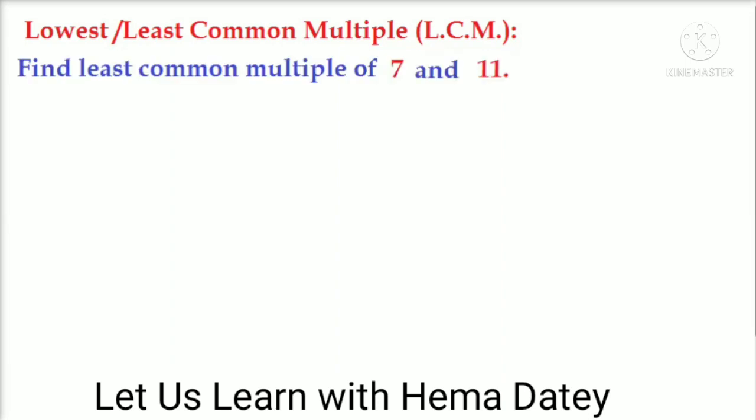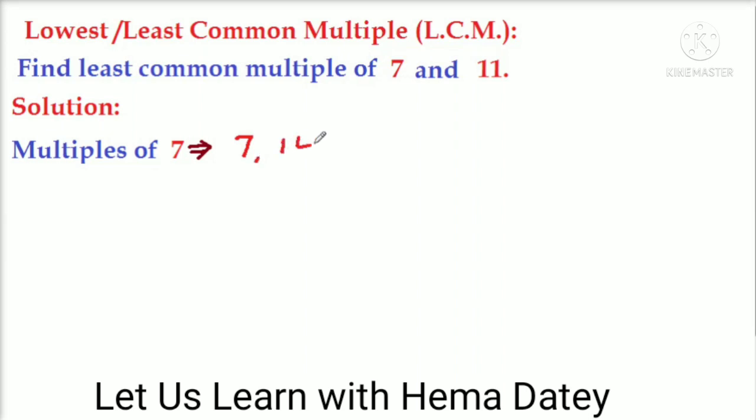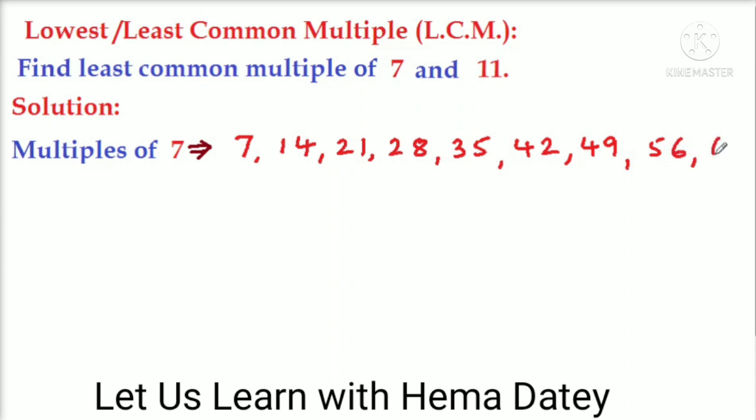Let's find out lowest or least common multiple, LCM. Find the least common multiple of 7 and 11. Multiples of 7 are 7, 14, 21, 28, 35, 42, 49, 56, 63, 70, 77, 84 and so on.